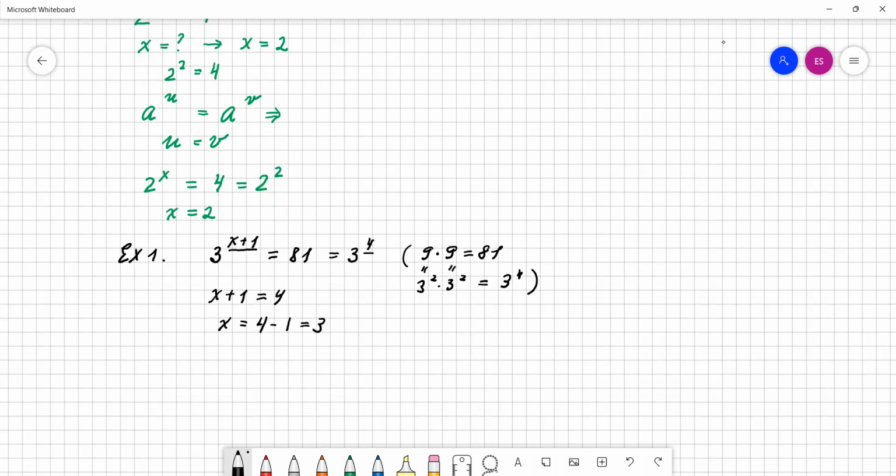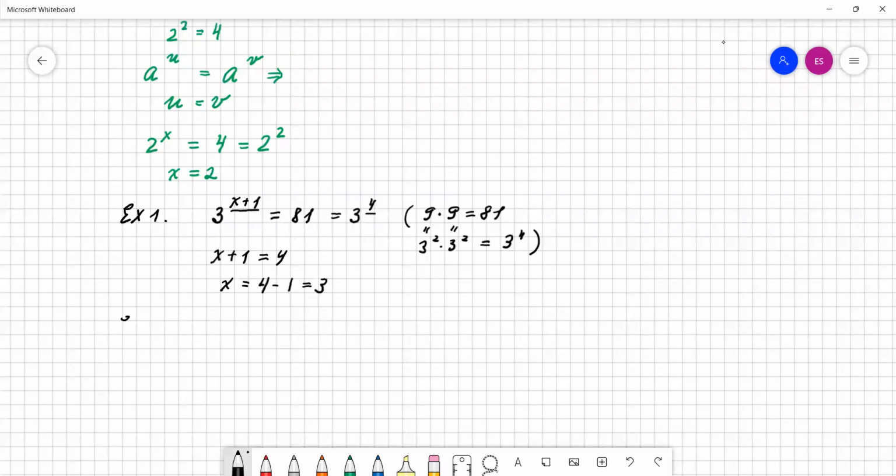Okay, something a little bit more complicated. Example 2. 4 to the power of 2x minus 1 equals 8 to the power of x plus 3. How do we solve this equation? Well, 4 and 8 are not powers of each other. They both are powers of 2. So for example, 4 is 2 squared, and 8 is 2 cubed, right?